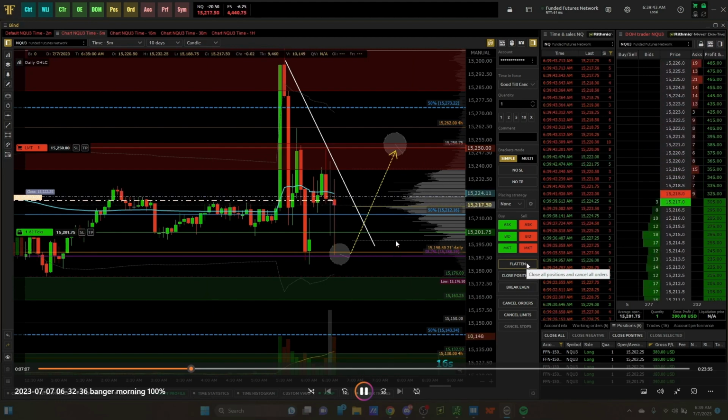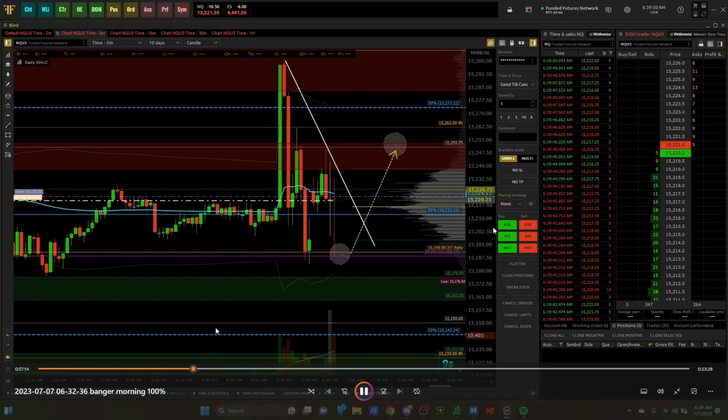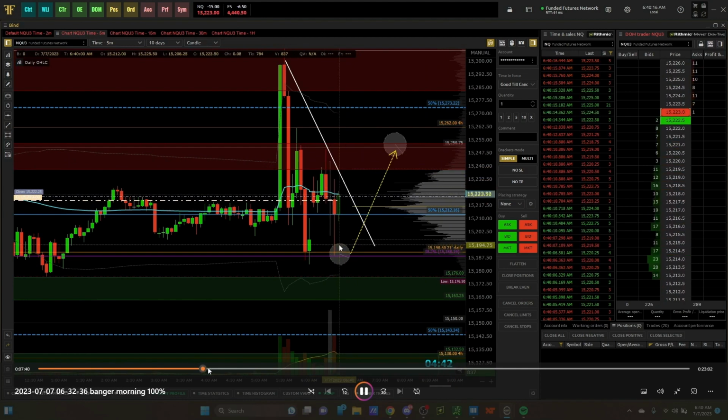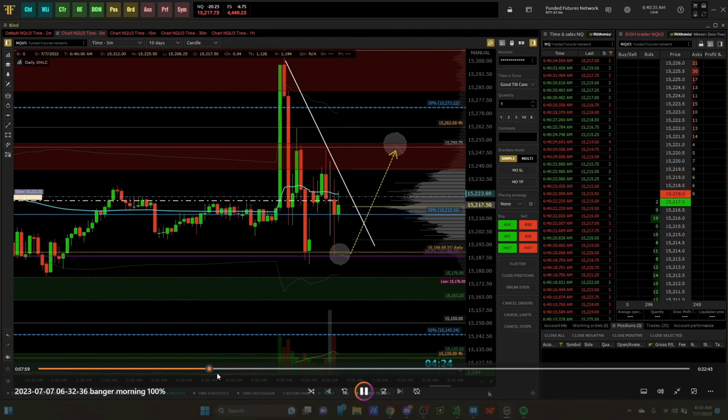And this is where I exit. I went ahead and flattened out right there. Eventually price did pass. As you can see here, fast forwarded, it did come back down, so I would have given back more had I held. But I went ahead and just stuck to the plan here.